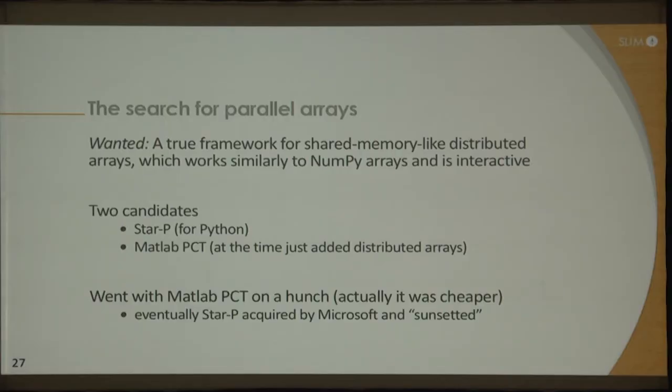So in the end, we went with MATLAB on a hunch. Actually, it was just cheaper, because StarP was really expensive. And it turned out to be the right choice, because StarP eventually got acquired by Microsoft and just sort of died in 2009. So we dodged a bullet there.